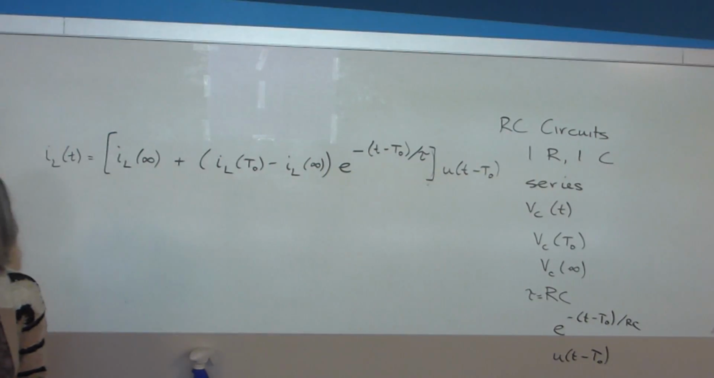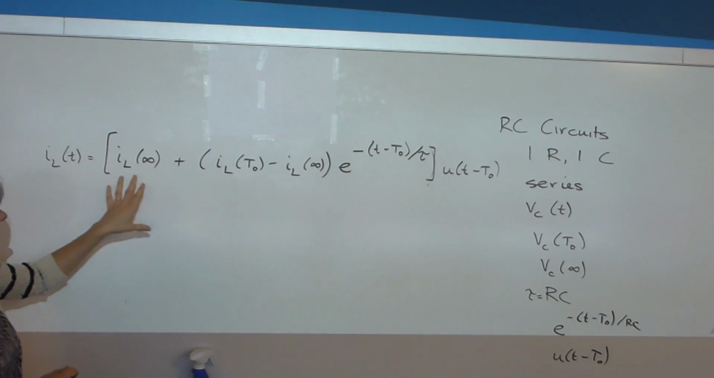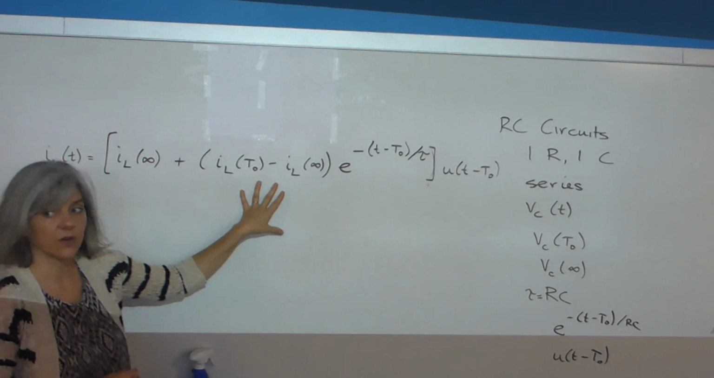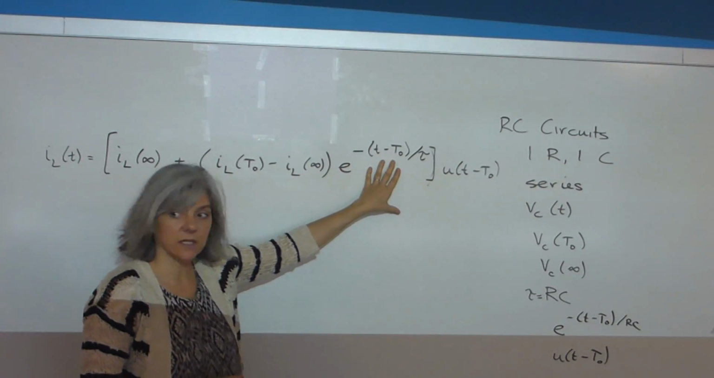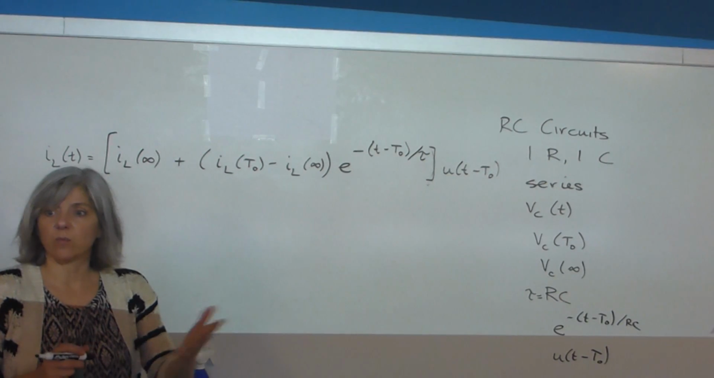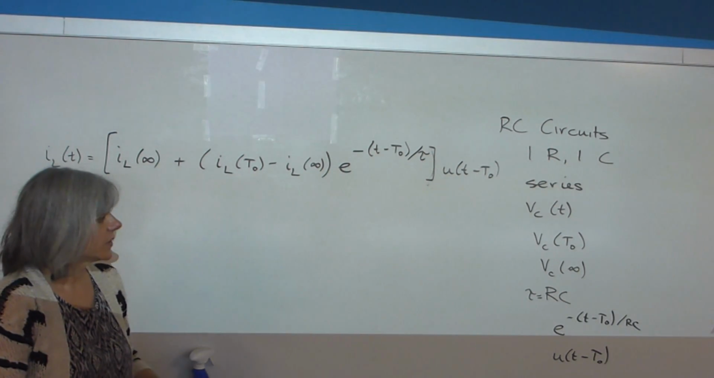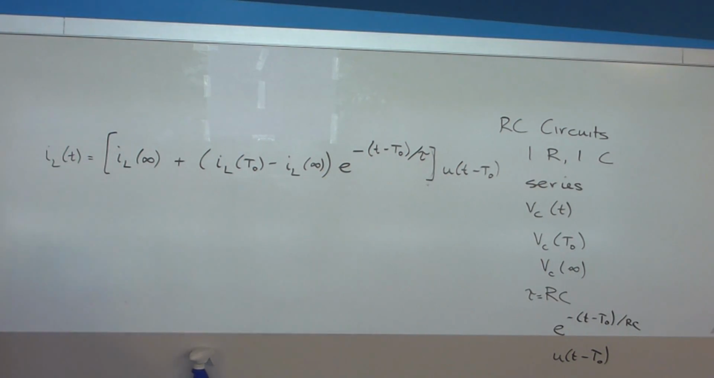So it's the same equation as we wrote for V sub C. It's I sub L, final, plus how far you have to go, times how long it takes to get there, all of that times this, which says it's only when my current source starts. Okay, so let me see if there's anything else I want to say.